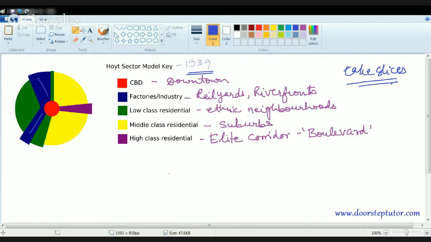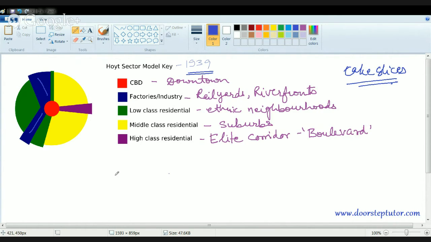So you have the elite corridor, which is also known as the boulevard, and this boulevard is away from what is known as the industrial sector. So you have this population here. This theory basically talks about cutting the city into various sectors. Okay, so you have the various sectors of population here. Now let's move on to the main essence of this theory.